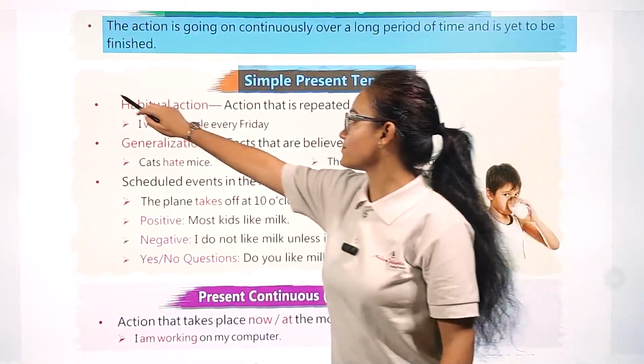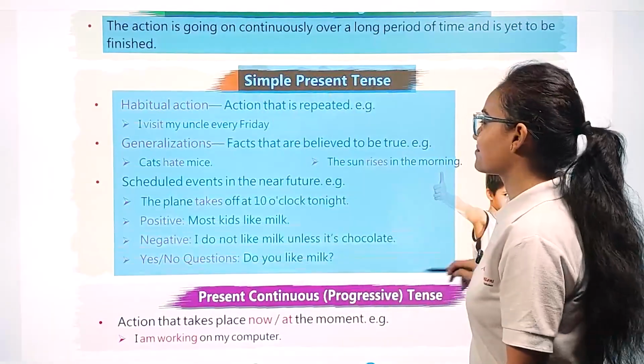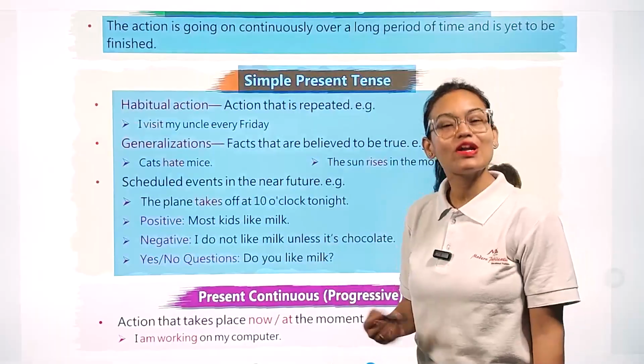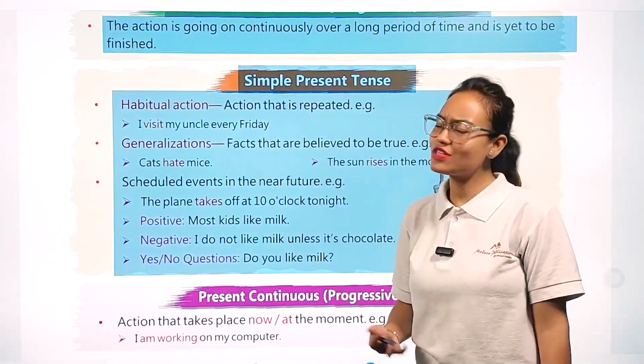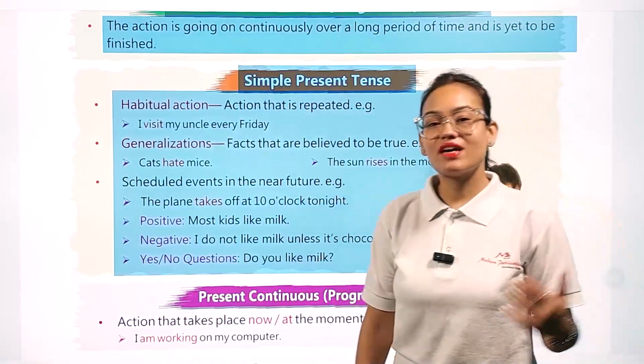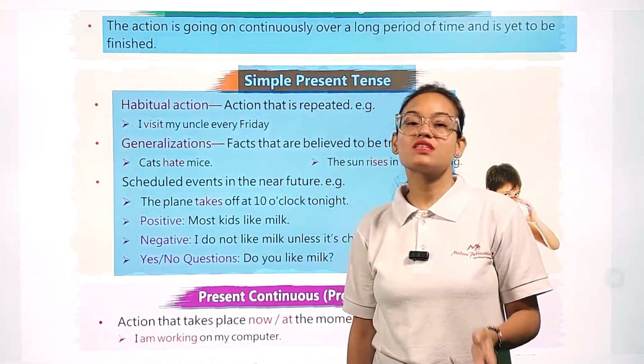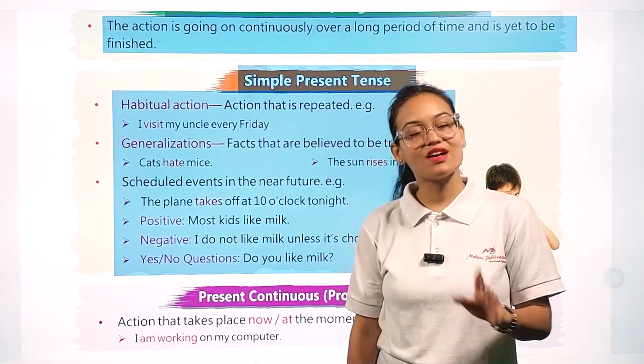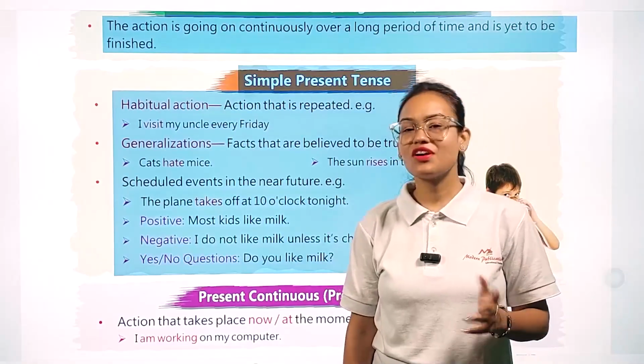Habitual action. What is the meaning of habitual action? Habitual action means your habit. Simply, habitual action means your habits. Habitual action is repeated. It is our habit to repeat our action again and again. We are habitual for it.